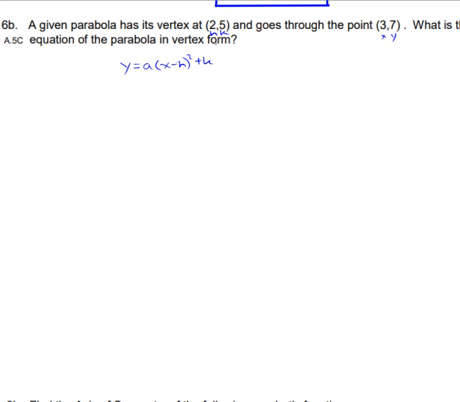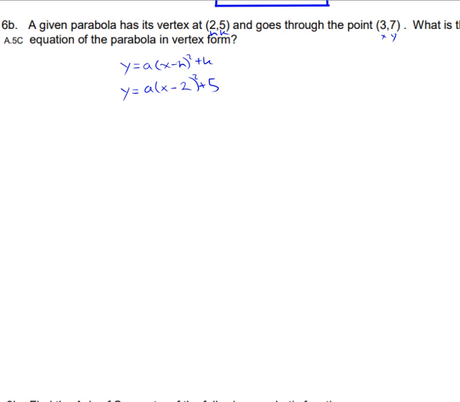All right, so now that I have my formula there, I'm going to just start plugging in the things I have. The first thing I want to plug in is my h, k. So I get y is equal to a times x minus my h, which is 2, squared plus k. Oh, I'm sorry. Plus my k, which is 5. Okay? So this is the beginning of me making my equation of the parabola in vertex form.